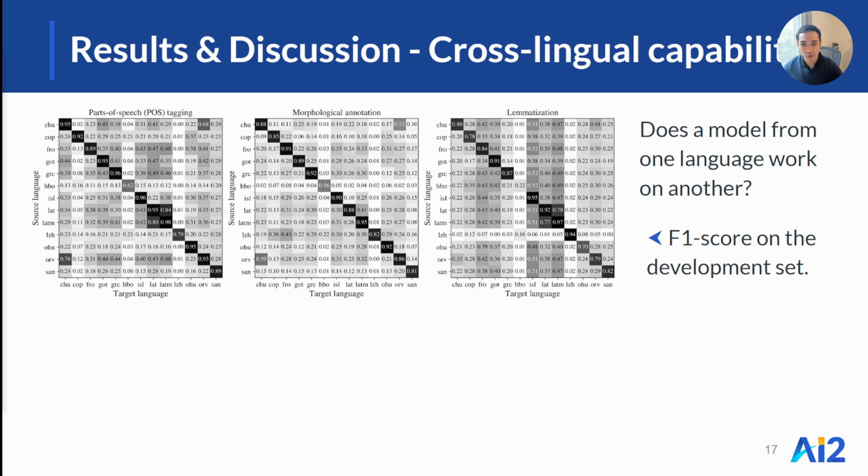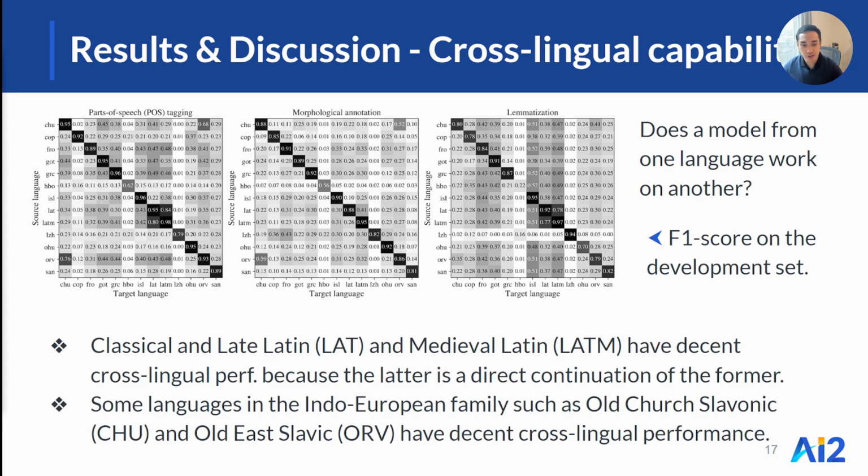Finally, we also look into cross-lingual transfer, the cross-lingual capabilities of our model. The question here is to see if a model from one language is transferable or whether it would work on another. Here you'd see a matrix where we map each source language to a target language, and we compute the F1 score on the development set. The results aren't too surprising.